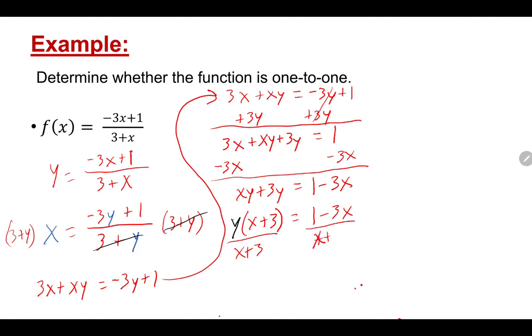That's x plus 3. That filters to 1, so I have y equal to 1 minus 3x over x plus 3. And what you may notice is, because the bottom is both positive, I could rewrite the bottom as 3 plus x. And if I'm careful with my signs, I could actually write the top as minus 3x plus 1.